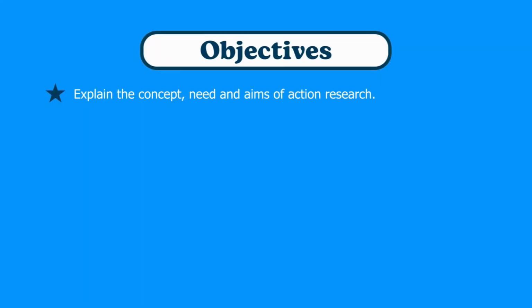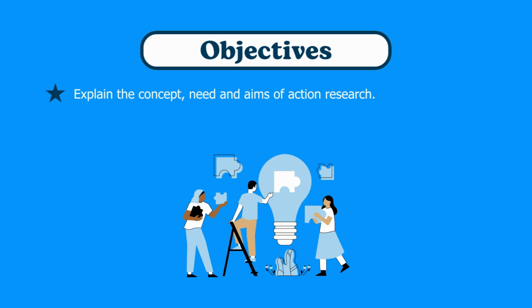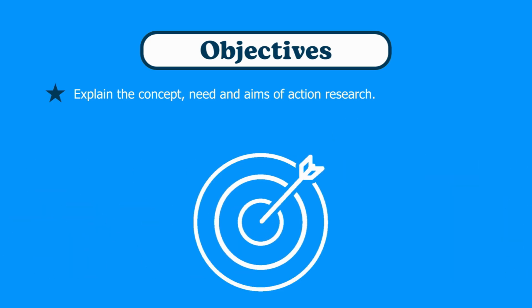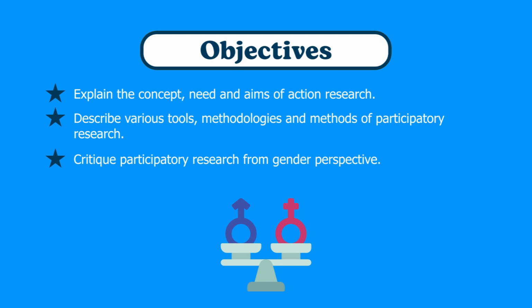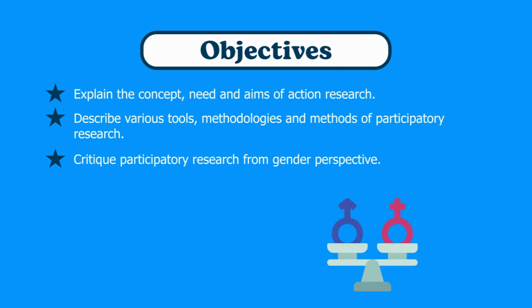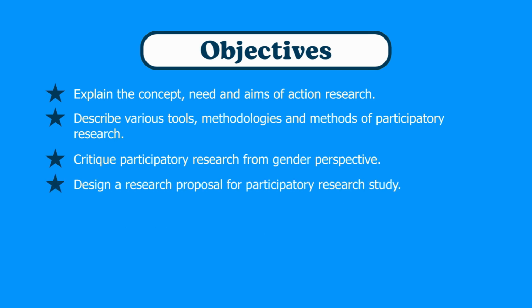So let us know the objective. The main objectives are to explain the concept, need, and aims of action research, to describe various tools, methodologies, and methods of participatory research, to critique participatory research from a gender perspective, and to design a research proposal for a participatory research study.